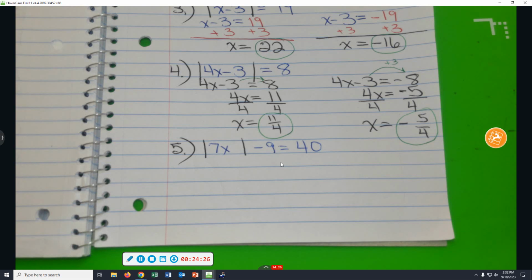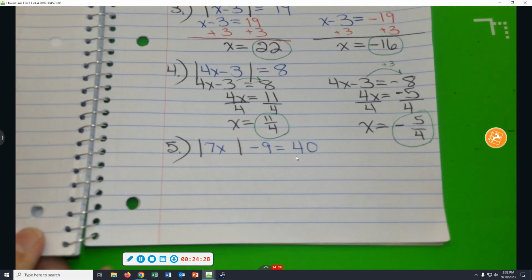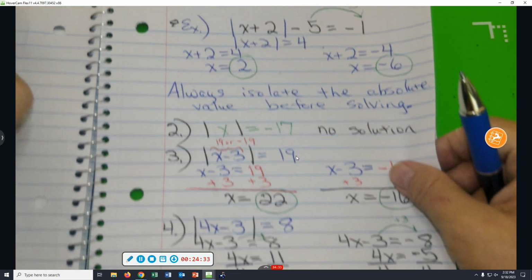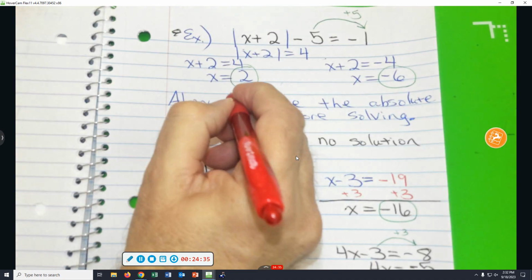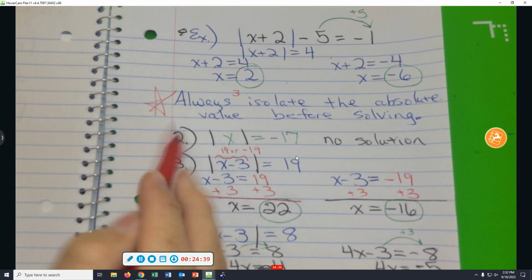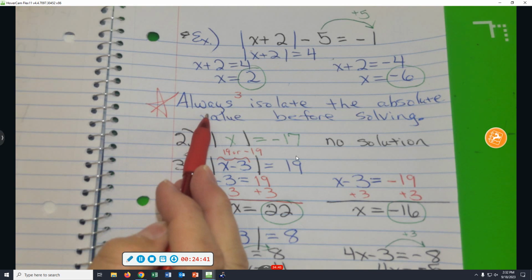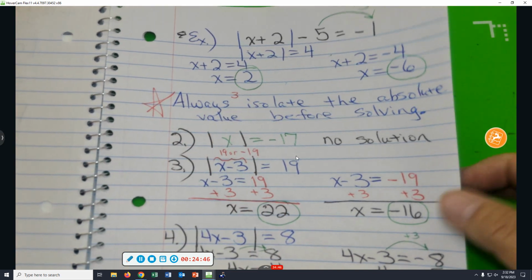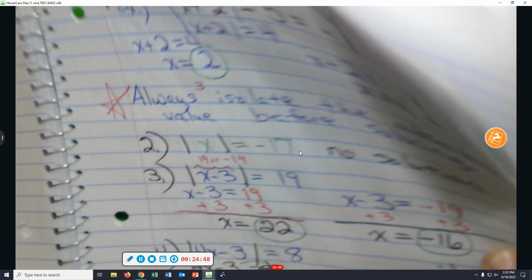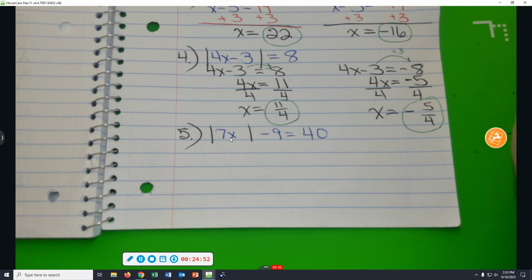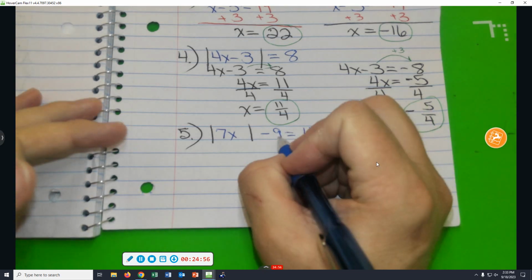What is it? And you know what? I'm going to use exponents. Here's a use for exponents. That little rule there: always, always, always isolate the absolute value bars before trying to solve the equation. So with that in mind, what do we have to do? There's only one. Add 9.